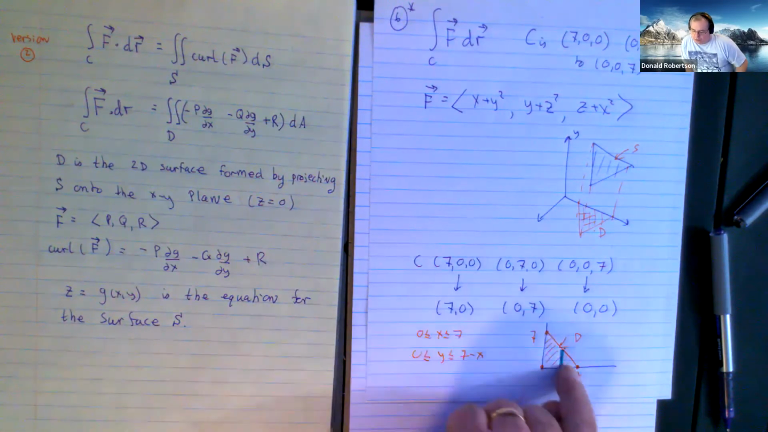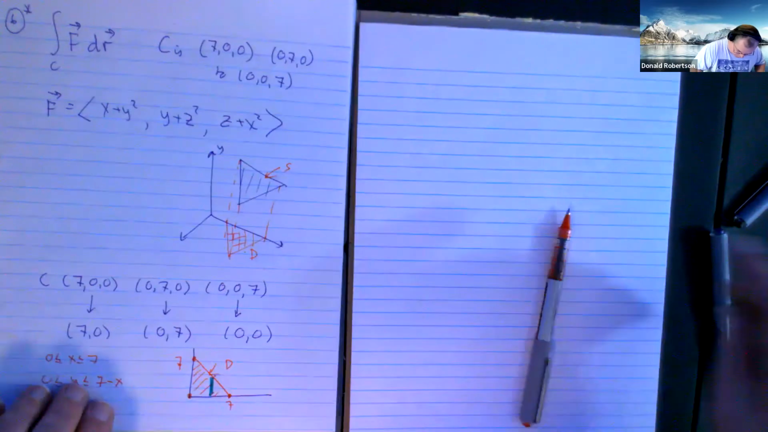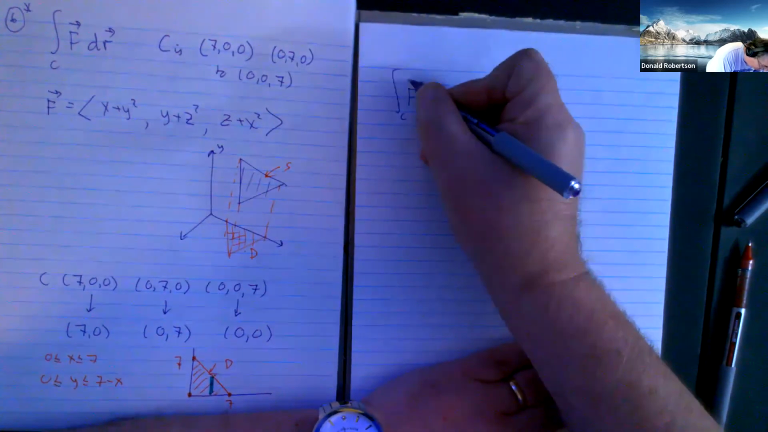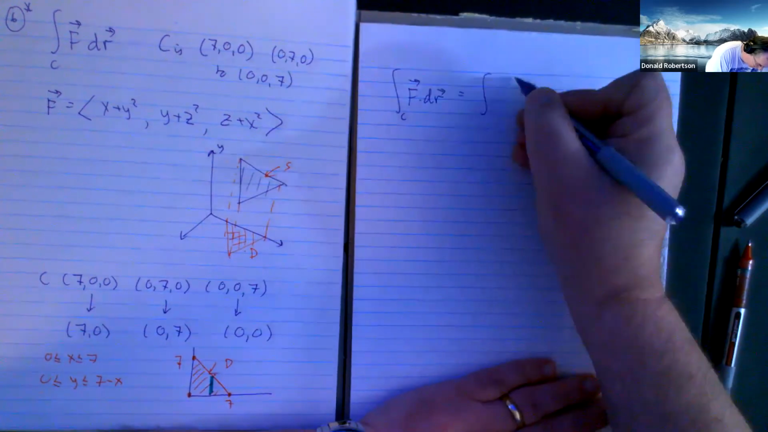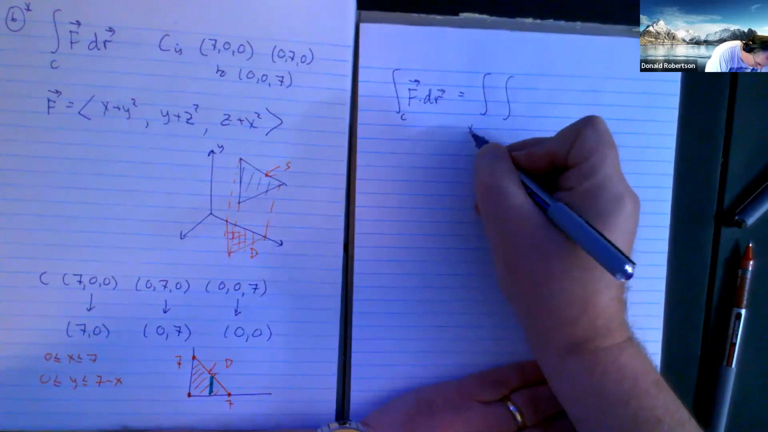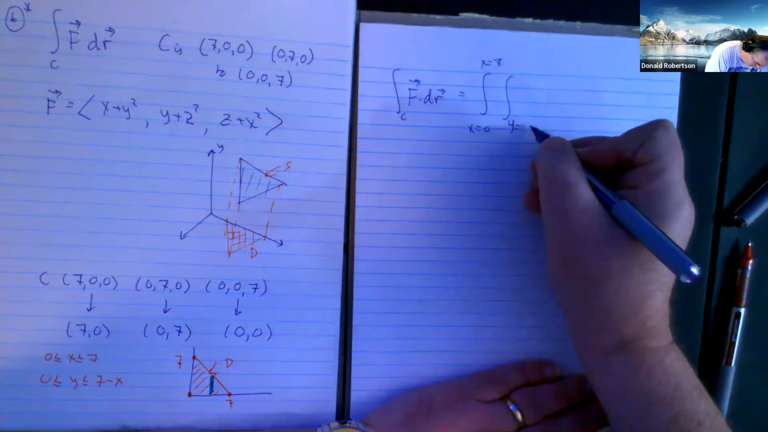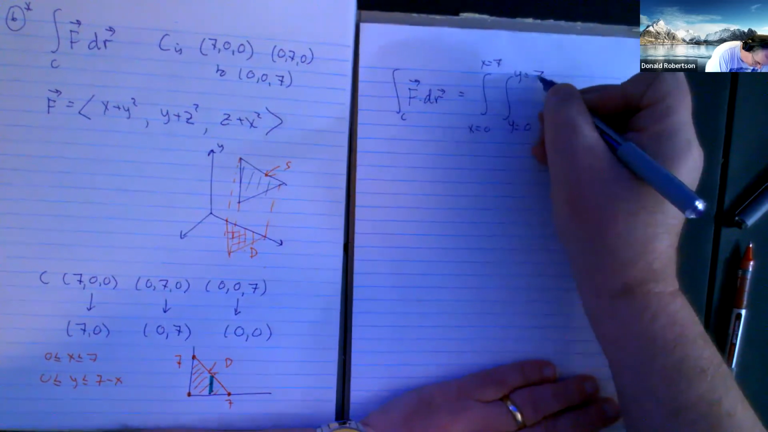Right. Slope of -1 has got a 7. So I'm beginning to have all the pieces I need. To find this guy, I need to find a double integral where the x goes from 0 to 7 and where the y goes from 0 to 7 take away x.